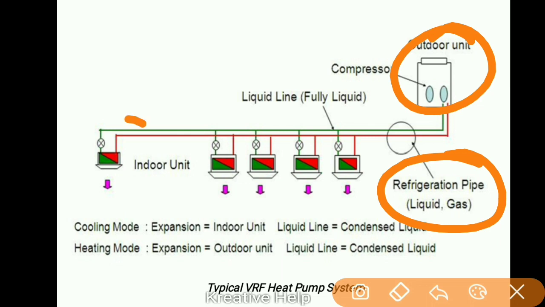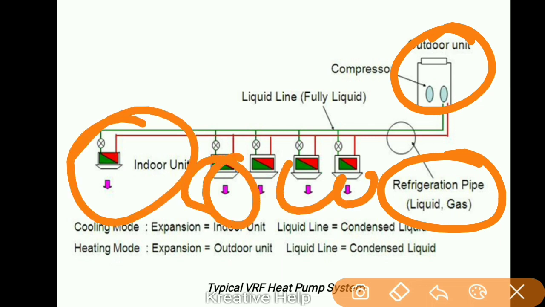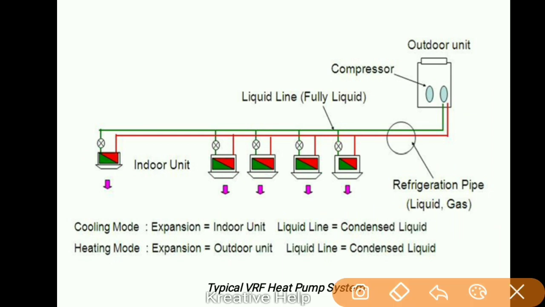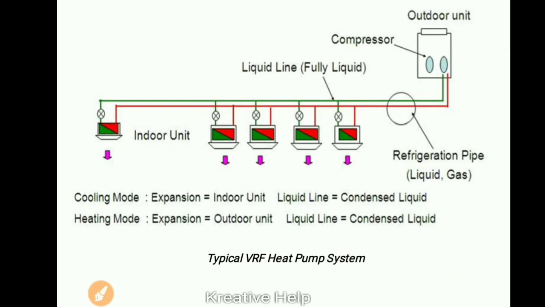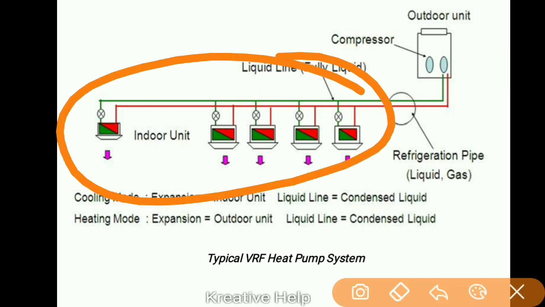So there is an indoor unit. There are also multiple indoor units. You can see the cooling mode and the heating mode, the expansions, indoor unit and outdoor unit, and liquid mode. You can see the metering device, all are there. On the basis of the requirement, we supply the refrigerant. So a number of indoor units are connected to one outdoor unit, which has more than one compressor.